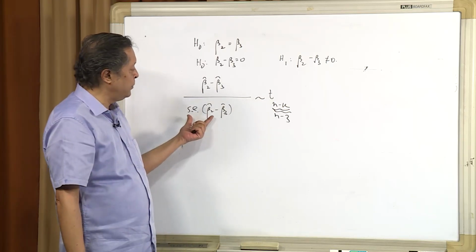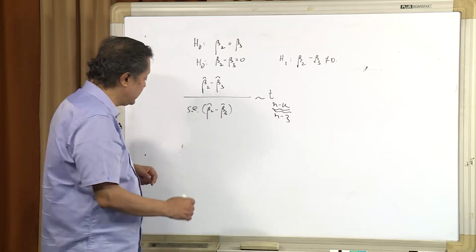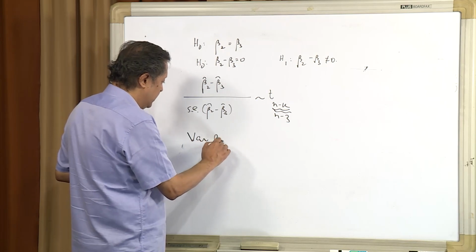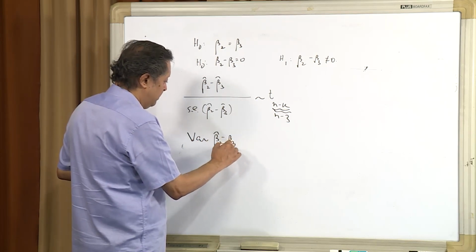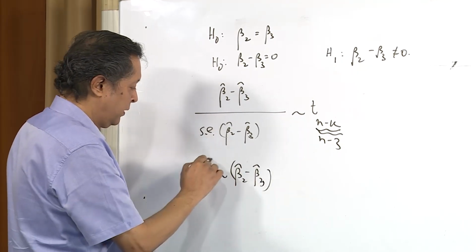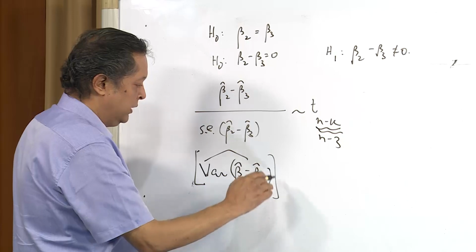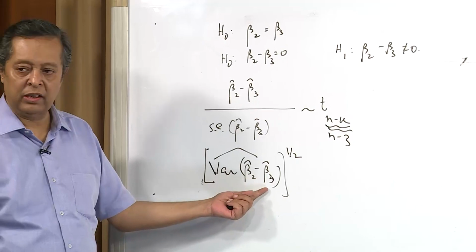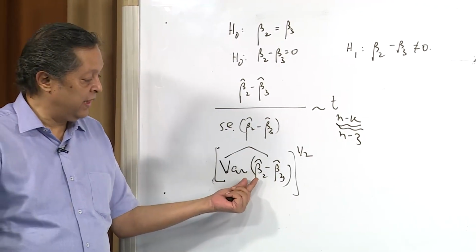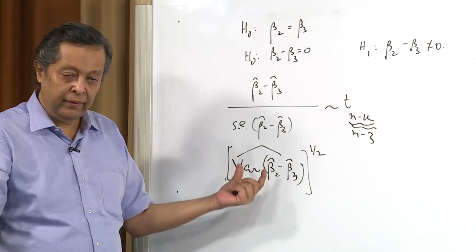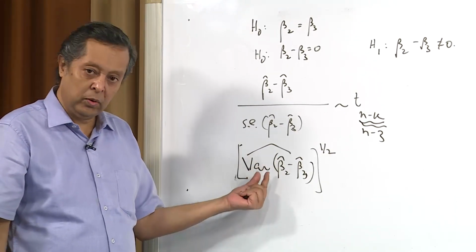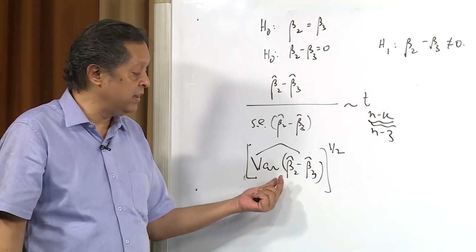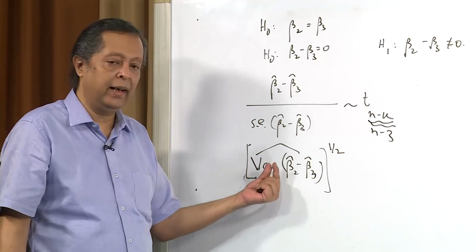What is standard error of beta 2 hat minus beta 3 hat? It is the estimate of the variance of beta 2 hat minus beta 3 hat within the square root. So, square root of the estimate of the variance of beta 2 hat minus beta 3 hat. What is this variance of beta 2 hat minus beta 3 hat? In a 3 variable model, it is variance of beta 2 hat plus variance of beta 3 hat minus twice covariance between beta 2 hat and beta 3 hat.